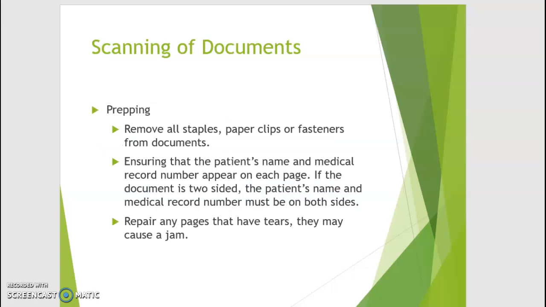Scanning of documents, this is a big one, and you will see this a lot when you go out into medical record departments. They're getting to the point where, I would say 5-10 years there won't be much scanning anymore because hopefully everything's electronic. But how do we prep? You want to remove all the staples, paper clips, or fasteners from the documents. And then at that point you want to ensure that the patient's name, medical record number is on each page. If the document is two-sided, the patient's name and medical record number must be on both sides. And then you want to repair any pages that have tears, which will cause a jam.